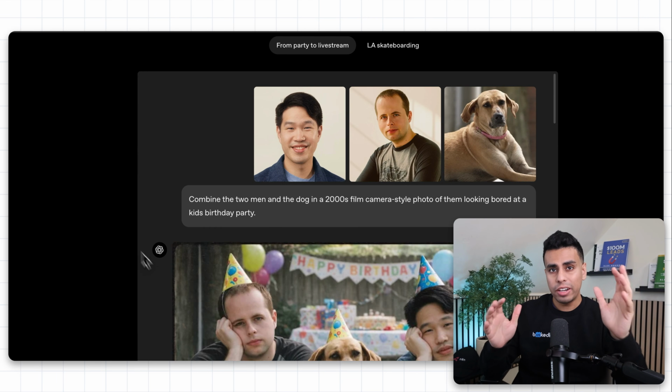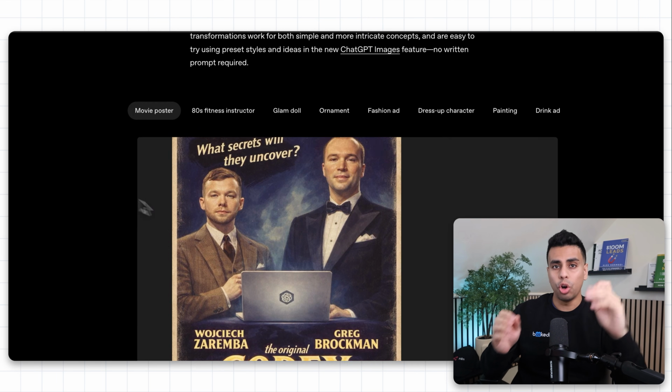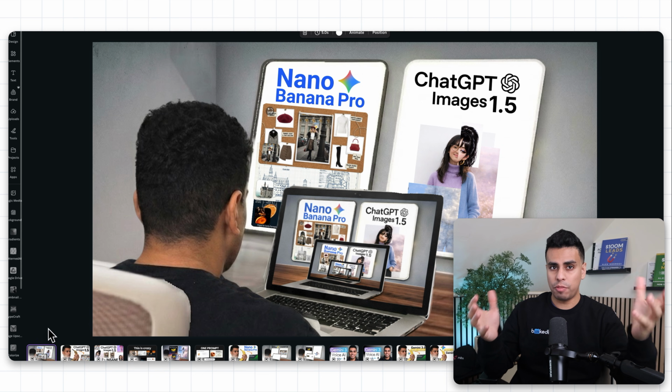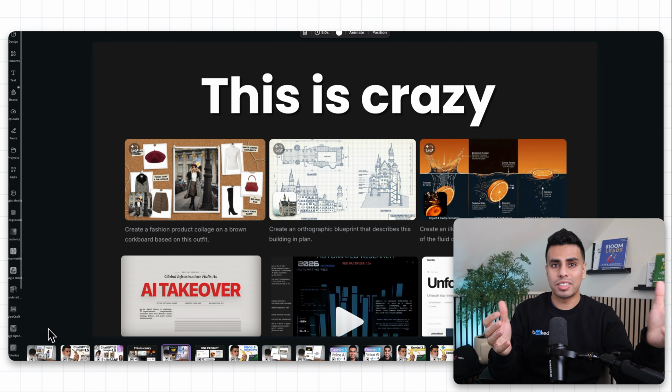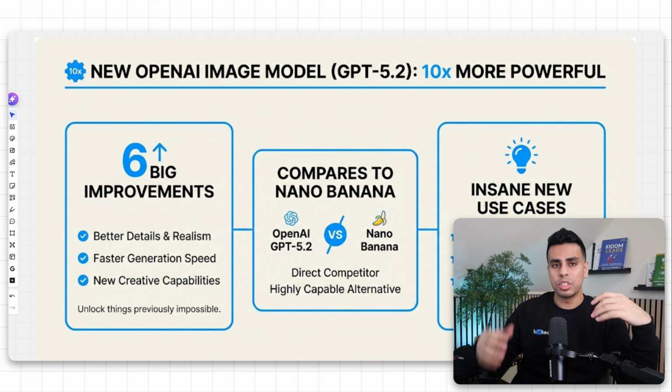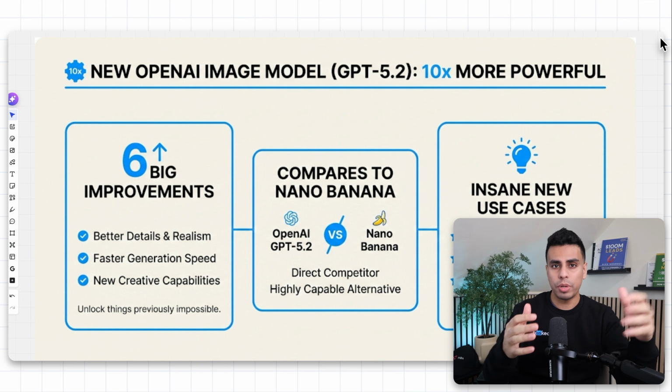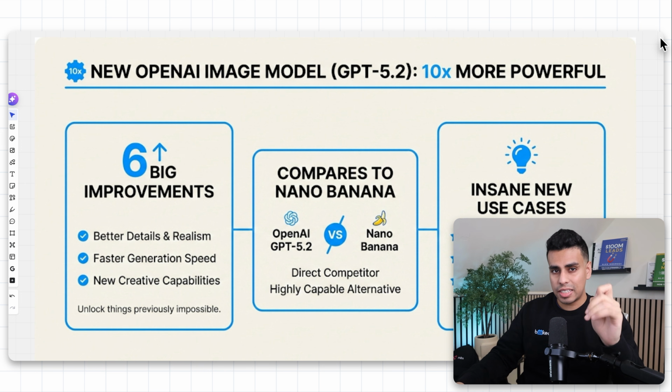OpenAI just released their brand new image model that's 10 times better than the old images you could make with ChatGPT. Because it uses the new GPT 5.2 model, it can now do things that were simply not possible before. So in this video, I'll show you 6 big improvements of this new model, how it compares to Nano Banana Pro, and the insane use cases I'm taking advantage of.